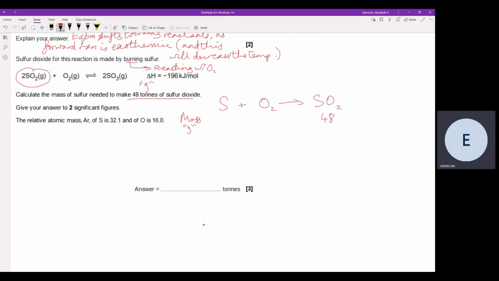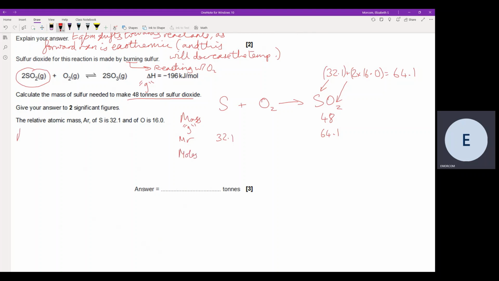Then we've got the MR. They've given us the relative atomic masses, so SO2 is going to be 32.1 plus 2 times 16.0, which is equal to 64.1. And sulfur is just 32.1. And then we've got the moles.